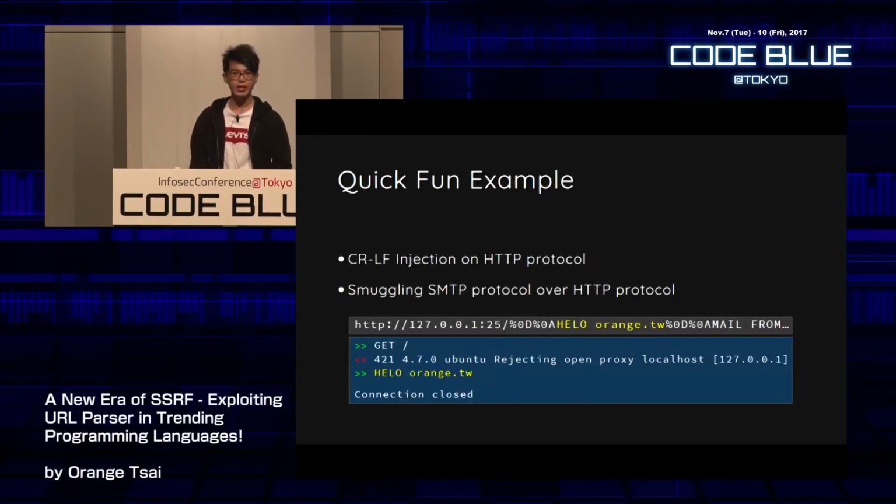Another showcase: it is easy to understand that if there is a CRLF injection in HTTP, we can smuggle other protocols. But as you can see, for security concerns, most SMTP servers block HTTP connections. If the SMTP server finds an HTTP pattern, such as GET slash or POST slash, in the incoming request, the server will cut off the connection.